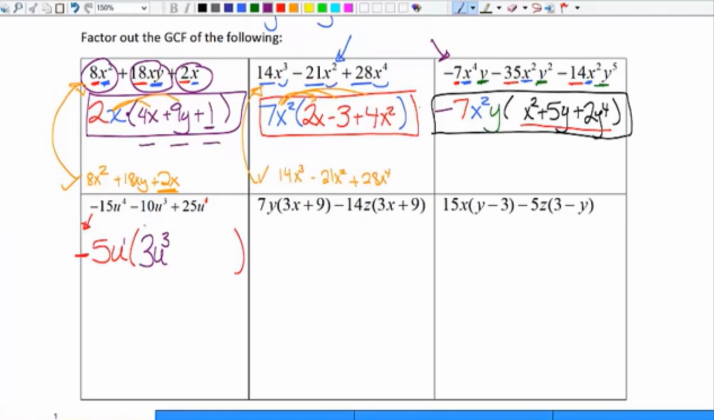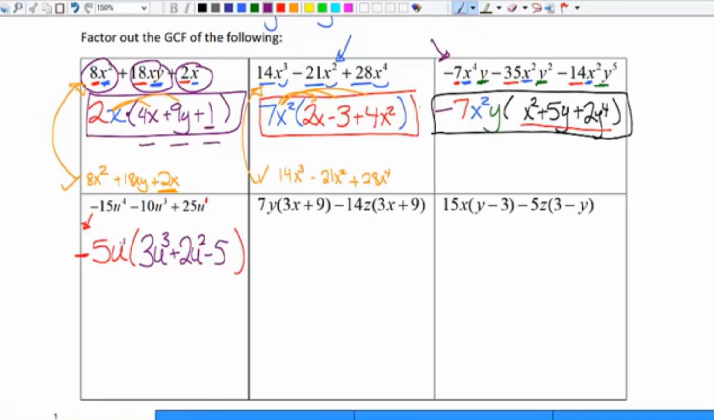Next term, negative 10u divided by negative 5. That's positive 2. U cubed divided by u to the 1. That's u to the 2. I'm subtracting my exponents. Positive 25 divided by negative 5. That's going to be a negative 5 because a positive divided by a negative is a negative. A lot of students get that one confused.